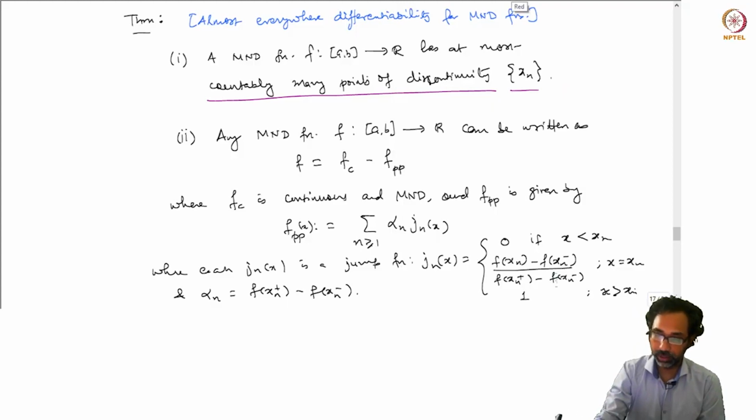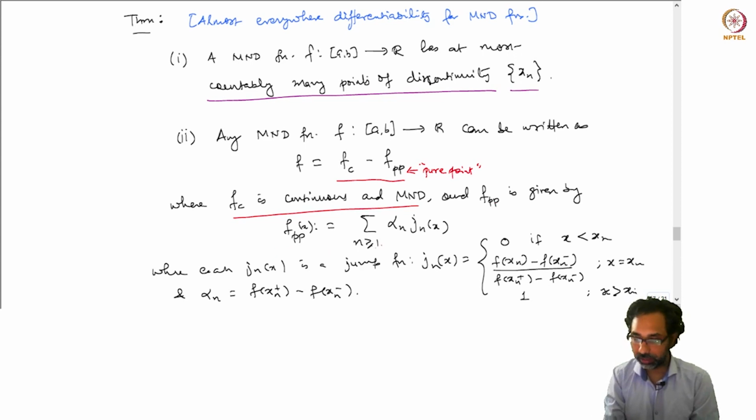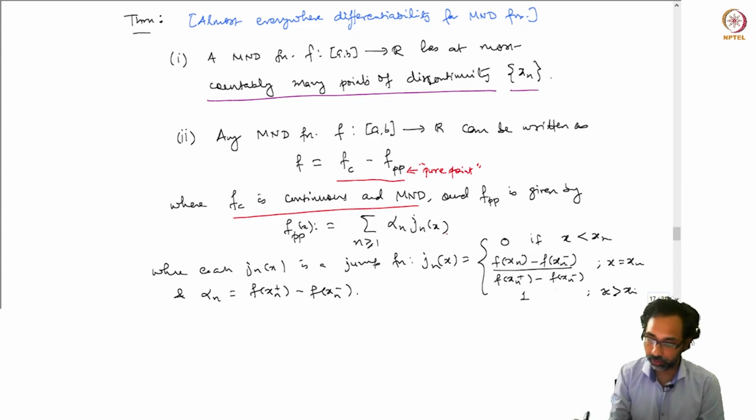And secondly, it can be expressed as a difference of two functions fc and fpp, where fc is continuous and monotonically non-decreasing, and fpp, where pp stands for pure point, is a sum of countably many what are called jump functions j_n(x).